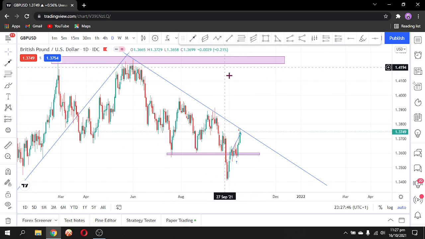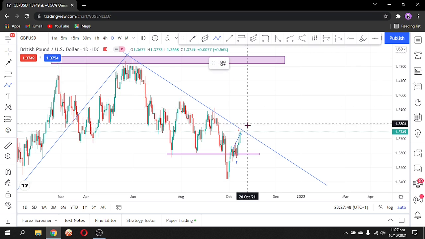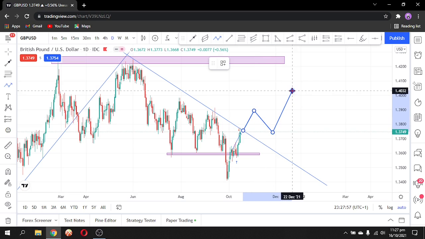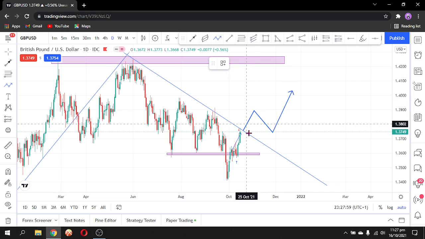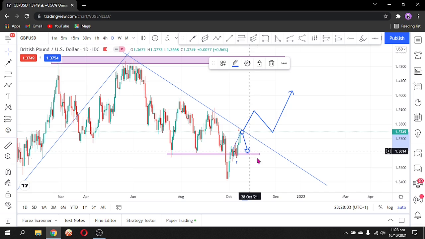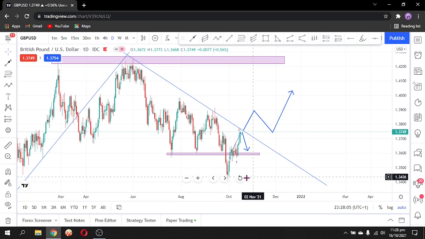For this currency pair, we only have 2 possible moves for GBPUSD for the upcoming week. Price will either break this bearish resistance up, or price will pull back to this support level. The best thing to do now is wait for confirmation before entering a buy or sell trade.